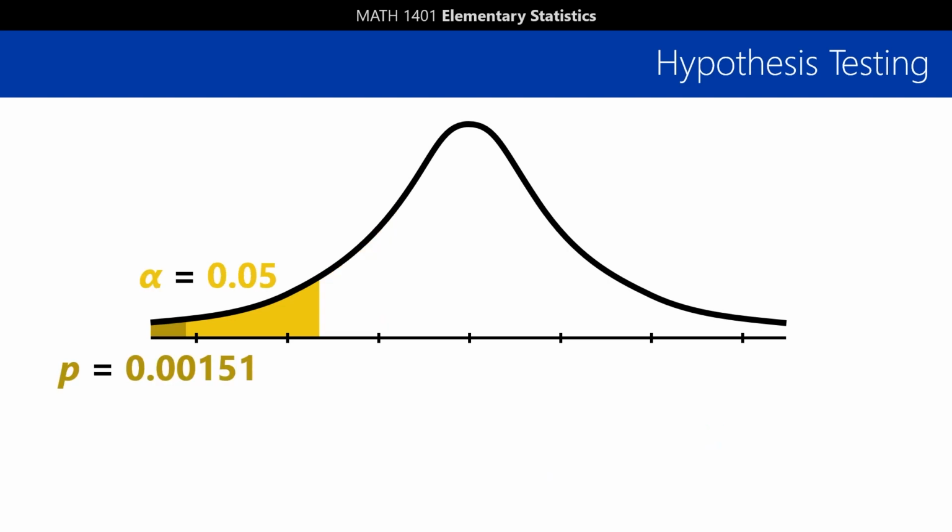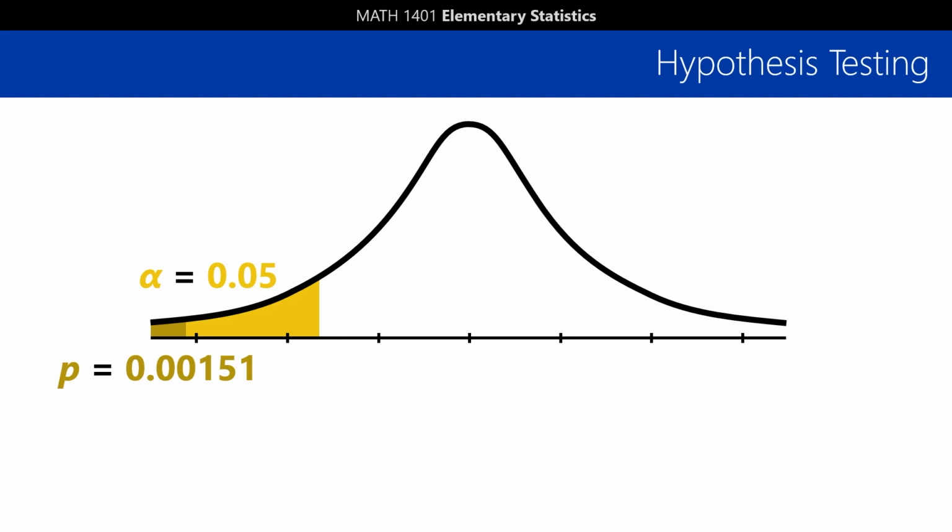Going back to our foot-long example, if we work it out, we find that the p-value comes out to about 0.00151. Don't worry about how to get that p-value yet. We'll go into how to do that in future videos. Right now, let's just concentrate on what these numbers mean. That p-value means that if the footlongs were really 12 inches long on average, we'd have less than a 1% chance of getting our sample mean of 11.7 or lower.